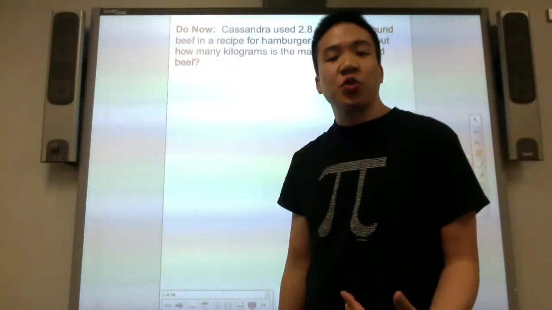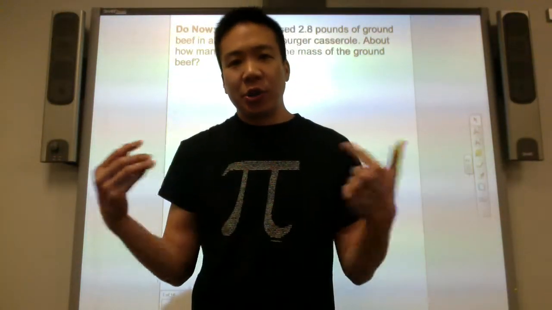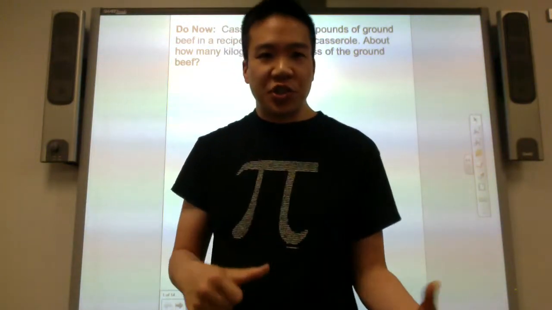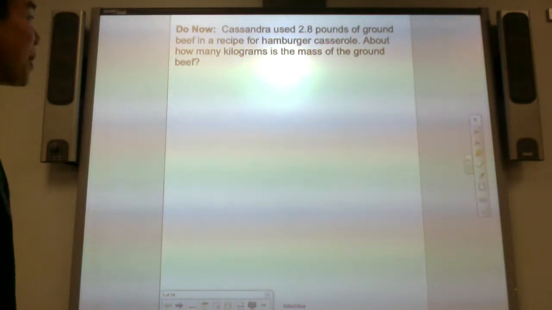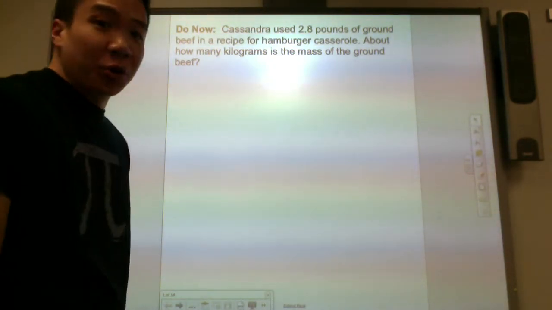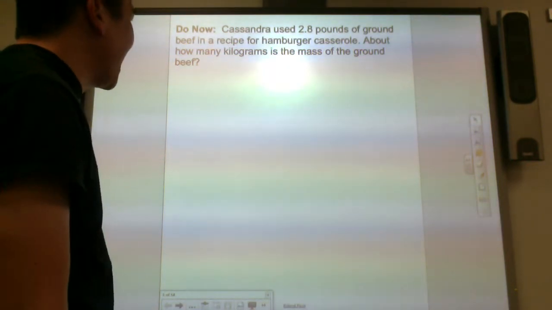We're going to talk about constant rate of change. In our previous one, we talked about how to convert from the customary system to the metric system, and metric to customary. So let's look at this example. Cassandra used 2 and 8/10 pounds of ground beef in a recipe for hamburger casserole. Ooh, Hamburger Helper. About how many kilograms is the mass of the ground beef?